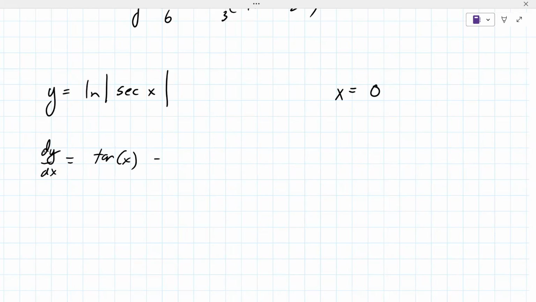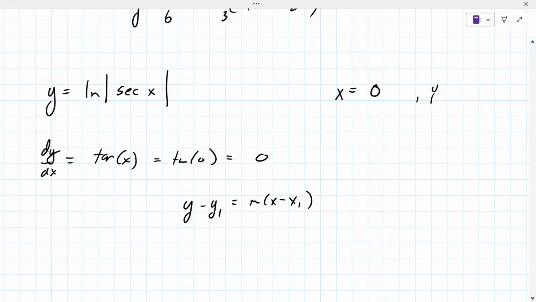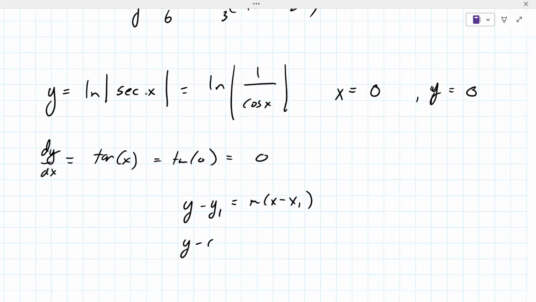So then you're going to put 0 in. Tangent of 0. Got to remember what that is. It ends up being 0. So you get y minus y1 equals m times x minus x1. Do you have your y? It's 0, right? It is, but let's make sure we know why. Secant of 0 is really 1 over the cosine of 0. Cosine of 0 is 1. 1 over 1 is 1. Natural log of 1 is 0. So it's y minus 0 equals 0 times x minus 0. It ends up being just y equals 0.